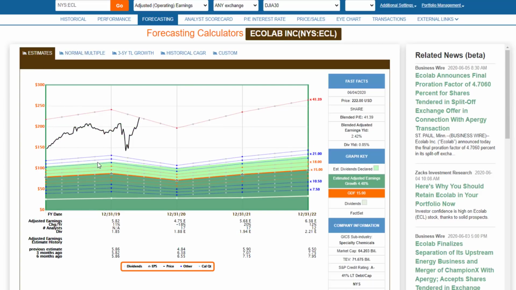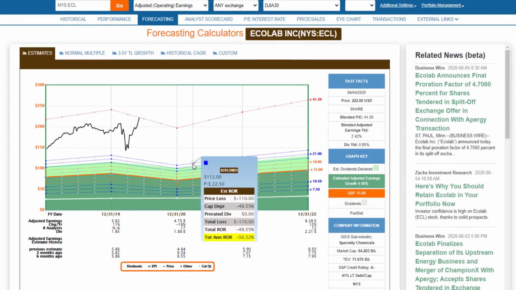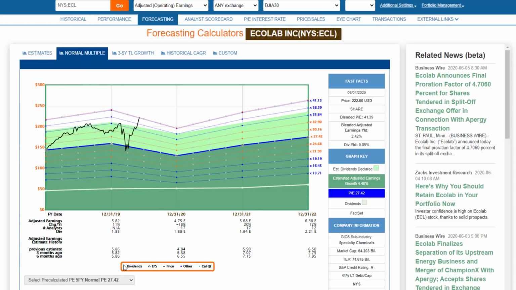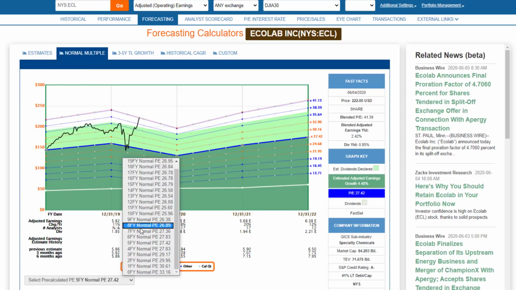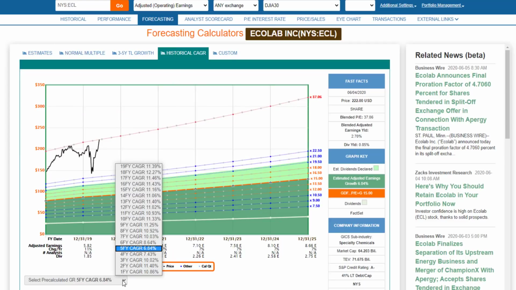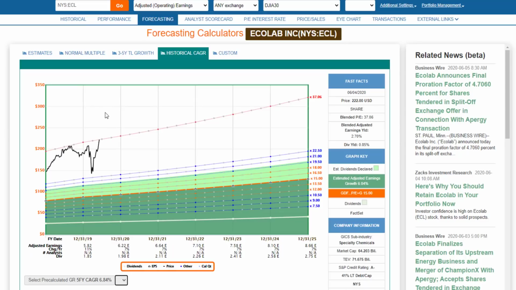So, every company has to be analyzed on its own merits. Anyway, these are the forecasting calculators for FastGraphs. Again, it's a tool. Use it wisely. It can help you dramatically. Always run your calculations out. And remember, on the normal multiple, you've got this drop down, which is a great analytical tool. And if you want to use historical growth as your forecasting tool instead of analysts, you've also got the opportunity to evaluate that. Anyway, thanks for watching.